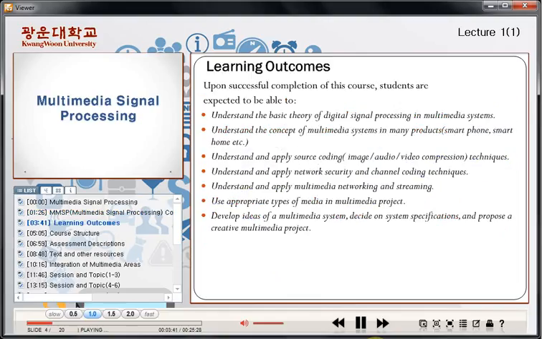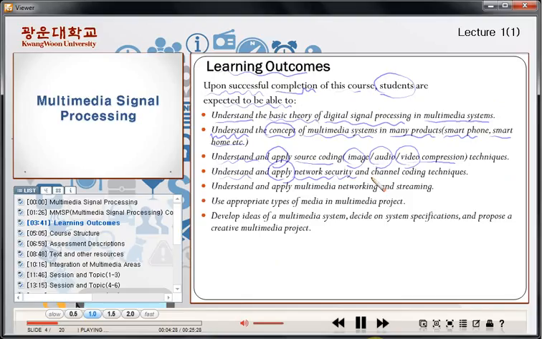And next, let me introduce the learning outcomes. Upon successful completion of this course, students, you are expected to be able to understand the basic theory of digital signal processing in multimedia systems. And second, you can understand the concept of multimedia systems, many products, for example, smartphone and smart home, etc. And you can understand and apply source coding, image coding, audio coding, video coding, or video compression techniques. And you can understand and apply network security and the channel coding techniques.